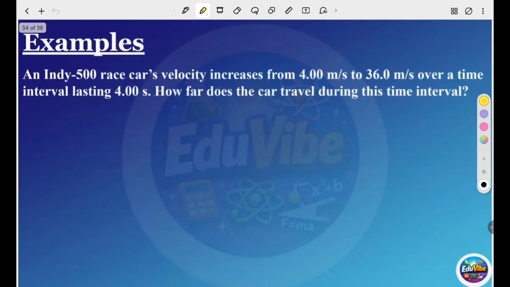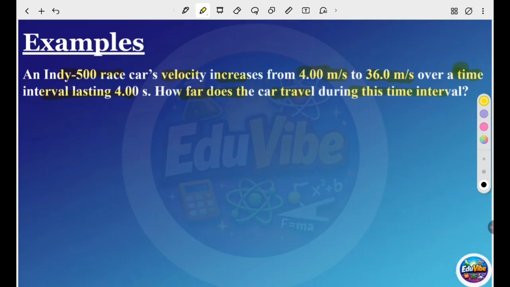So here are the examples, to get more used to these equations. An Indy 500 race car's velocity increases from 4.00 meters per second to 36.0 meters per second over a time interval lasting 4.00 seconds. How far does the car travel during the time interval? So you have to find the distance.